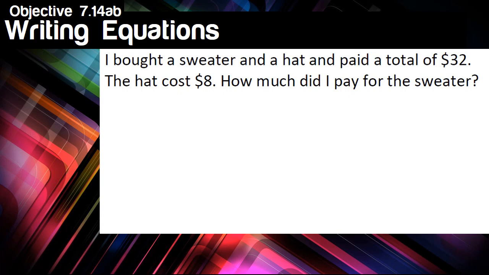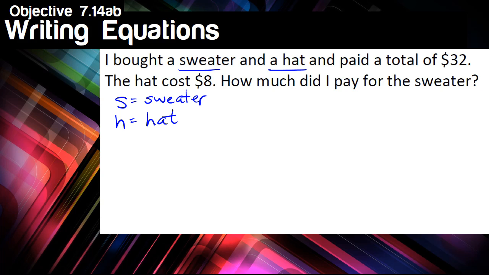So now this video is just going through some examples here of what we need to do, and the expectations are, since this is a Math 7 video, to go through and solve these different problems. So here this question says, I bought a sweater and a hat and paid a total of $32. The hat cost $8. How much did I pay for the sweater? So we have to label two variables here. Our two variables are the sweater, let's call that S, and the hat, let's label that as H.